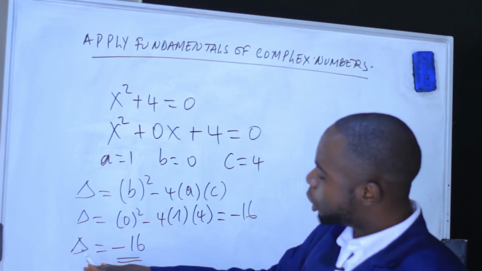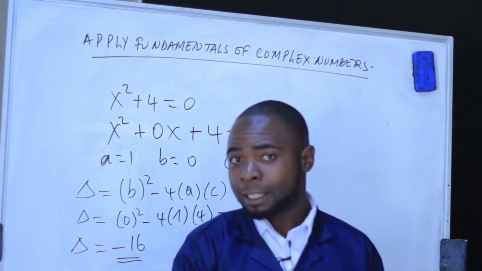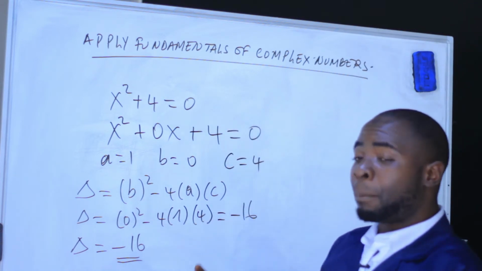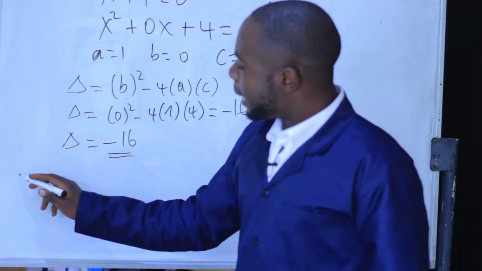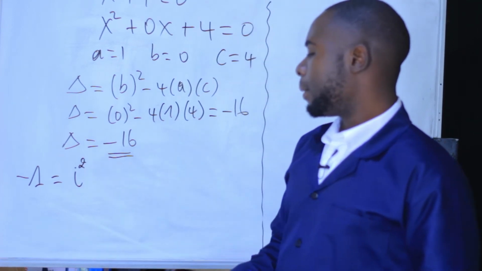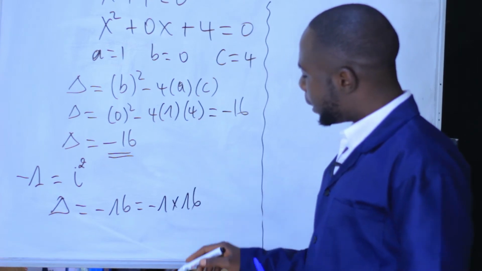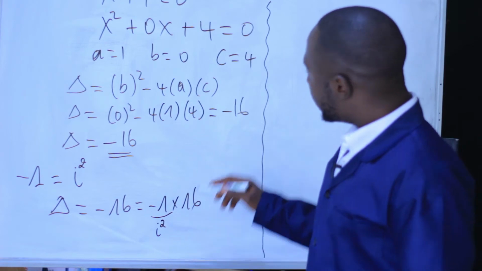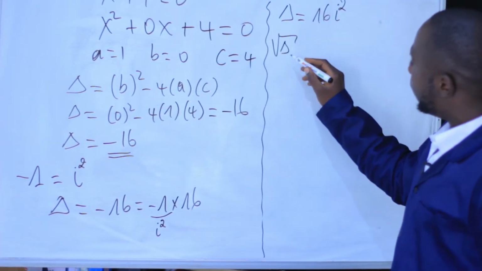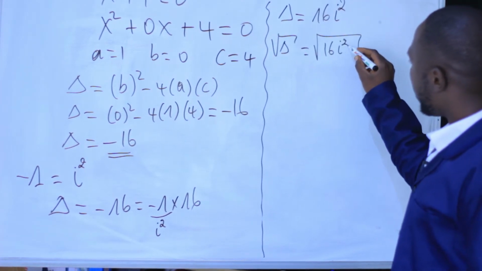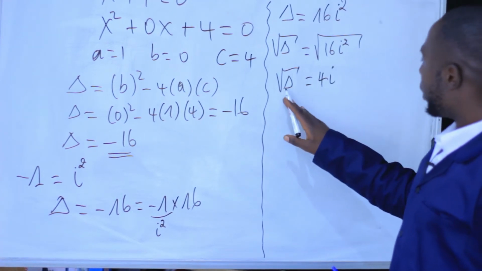When we reach here, the discriminant is negative, which means the roots we shall get are complex roots, because in previous classes we know that the square root of a negative number doesn't exist. But in complex numbers, we are going to see how we can solve it and get the complex roots. In complex numbers, negative 1 is equal to i squared. It means the discriminant of negative 16 is equal to negative 1 times 16, and negative 1 is i squared. So the discriminant is equal to 16 i squared. The square root of the discriminant is the square root of 16 i squared, which is equal to 4i.